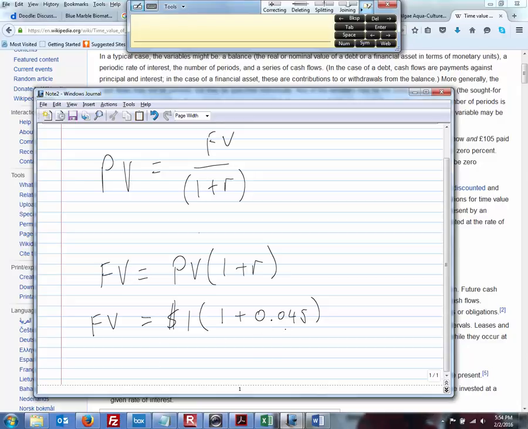The future value of $1 is, well, let's need a calculator for that. Let's see, did I do that right? Why does that not seem right? That is 4.5%. Okay. So equals 1.045. There we go. So I'm going to have $1.045 in the future. I've not said when the future is.